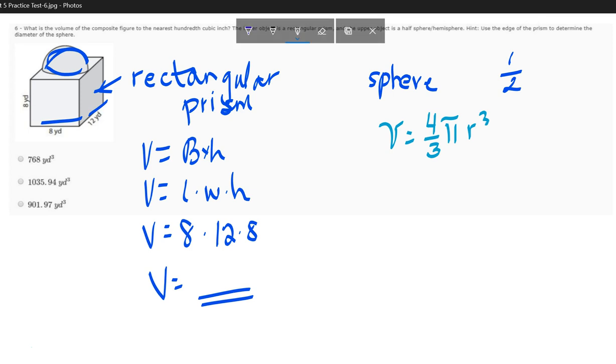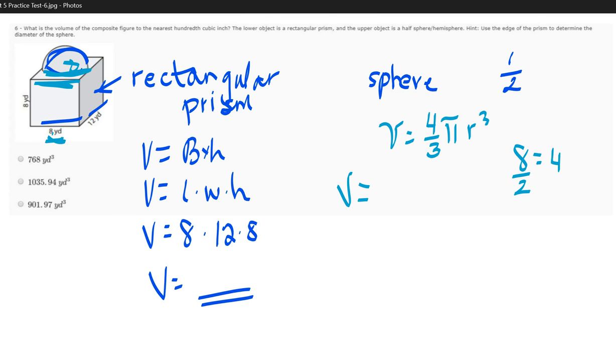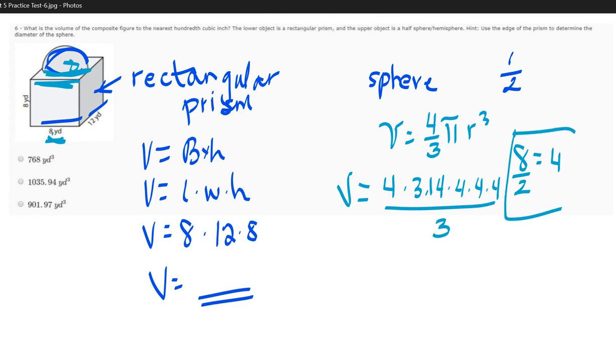So here, what's going to happen is we know that from here to here, it's 8 because it tells us that. So that means the diameter here is also 8. If the diameter is 8, we know that 8 divided by 2 is going to give us the radius, which is 4. So then you've got volume equals 4 times pi, which is 3.14, times the radius cubed. All of that is divided by 3. And I'll just kind of box this off. So all you're going to do is do that multiplication, and then you'll get the volume of the sphere.